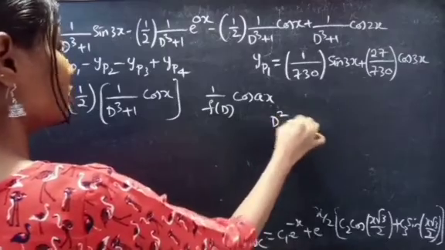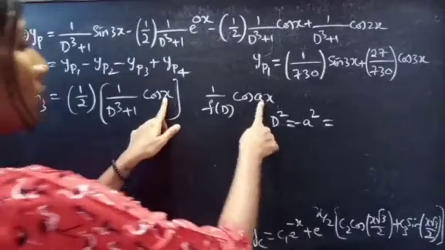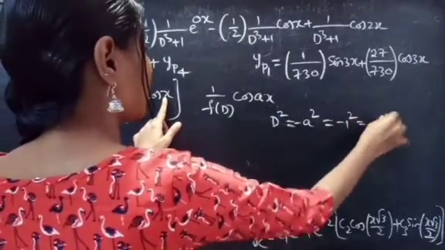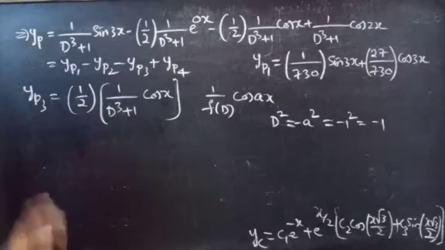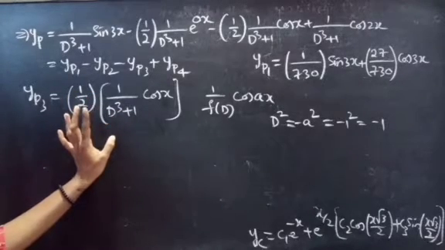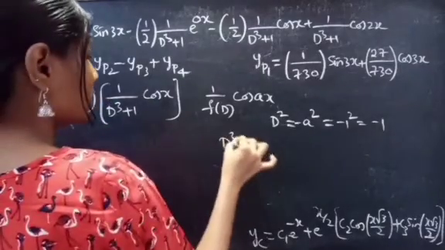Now we need to find d square, which is given by minus a square. Then for a equals 1, we'll get minus 1 square equals minus 1. Now let's see what happens if we replace d square by minus 1 in the denominator. The denominator must be non-zero. Take d cube plus 1.